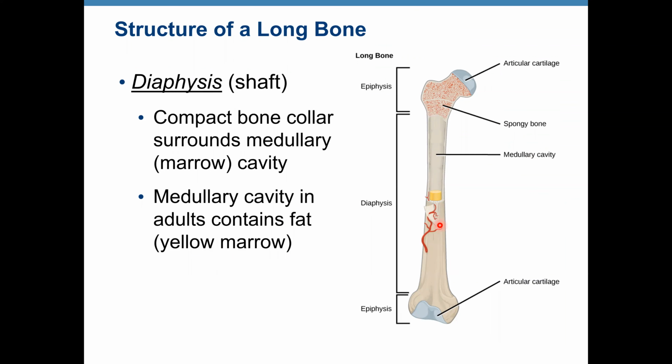This is a typical long bone, and you can see different parts of it. So long bone has diaphysis, that is a shaft, right? And it has two epiphyses, proximal and distal epiphyses. So in the diaphysis, we have compact bone collar surrounding medullary or marrow cavity, and medullary cavity contains fat in a yellow marrow. So medullary cavity with fat inside.